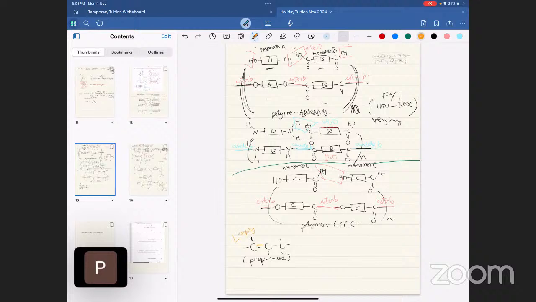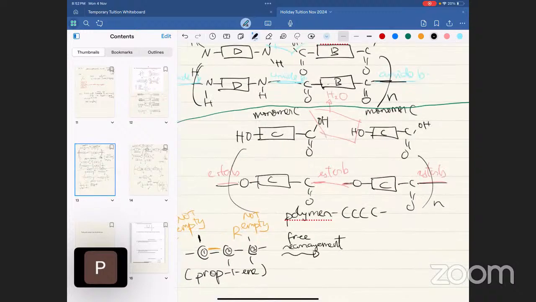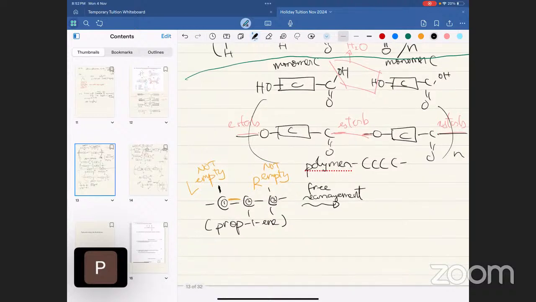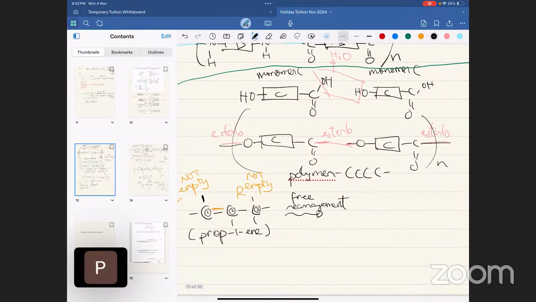Left-hand side is not empty. My right-hand side is also not empty. They are both not empty. I'm going to do some rearrangement. Free rearrangement. No permission needed. What kind of rearrangement will I do? I'm going to label this C1, C2, C3 so that we can follow. I'm going to make it bigger also. Sorry about that. Okay, how's my free rearrangement going on?